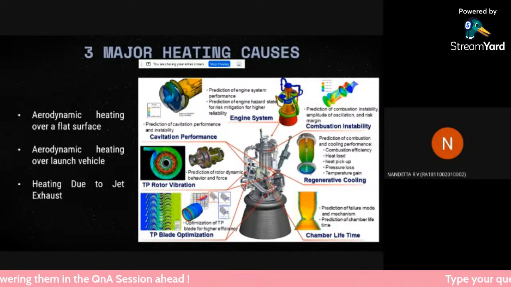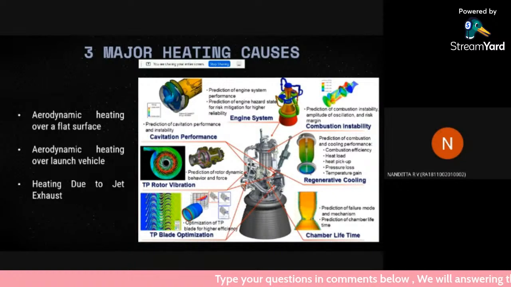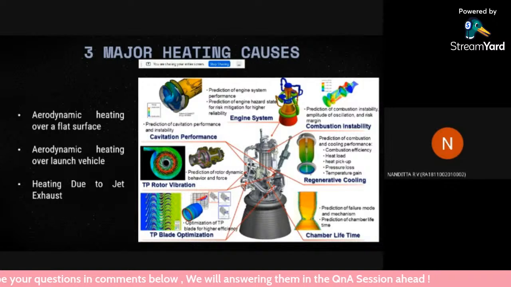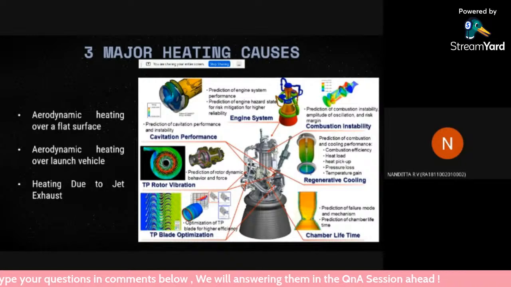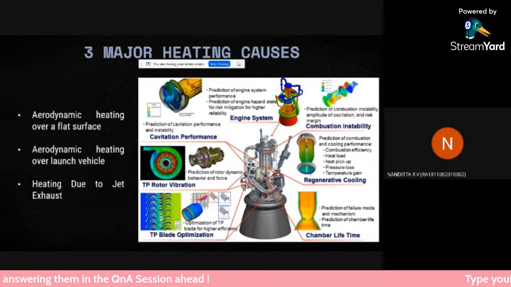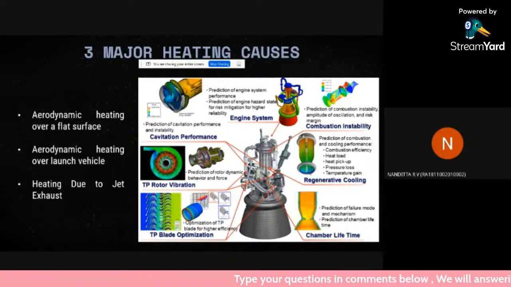So what happens? When there is a flow of air over a body, the air particles in contact with the surface of the body are brought to rest. Why? Because of the viscosity of the air and the surface roughness. In this process of slowing down, the kinetic energy of the air particle is converted into thermal energy, which raises the temperature of the air to a certain level. The high temperature air that surrounds the vehicle structure induces a heat transfer to the surface with which it is in contact, and this process is termed aerodynamic heating. So this is how aerodynamic heating takes place.